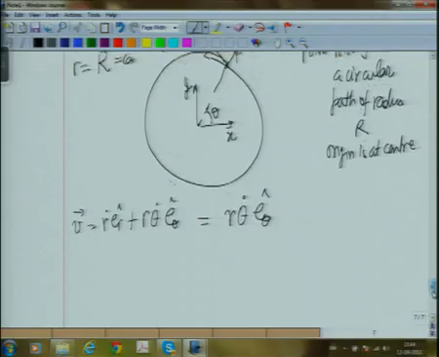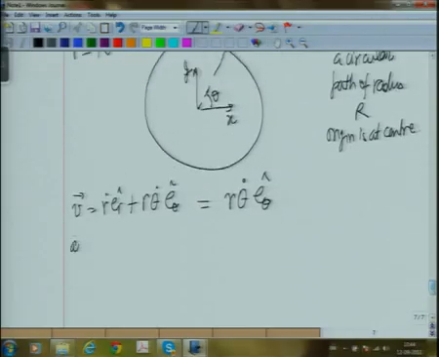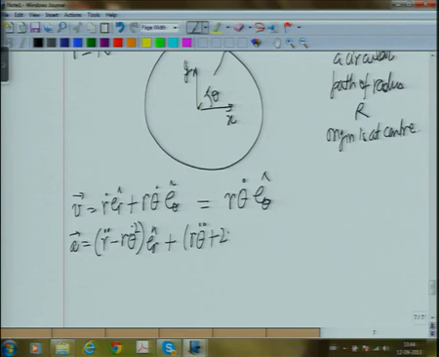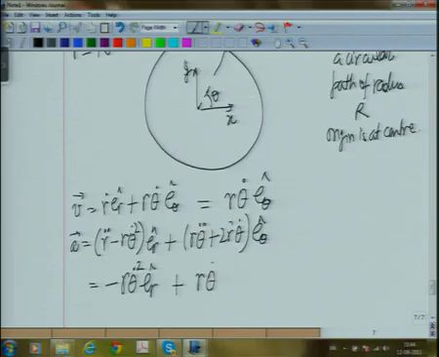Now I do the second thing, acceleration. I put in the formula: r double dot minus r theta dot square er plus r theta double dot plus 2 r dot theta dot e theta. I am not copying it. Once I solve 2 or 3 problems, I remember this. So now let us try to see, in this circular motion problem, what is acceleration? r double dot will be 0. So this will become minus r theta dot square er, and this term will become r theta double dot e theta.